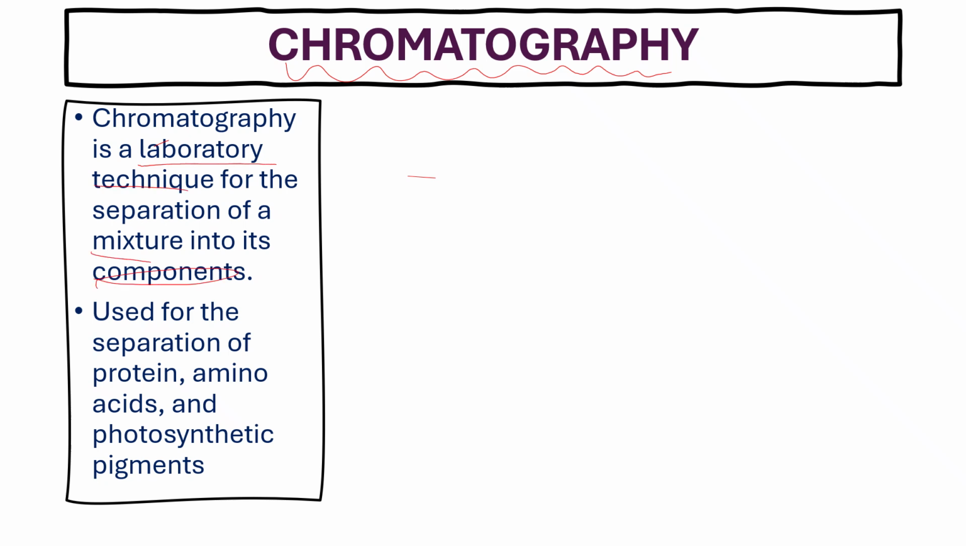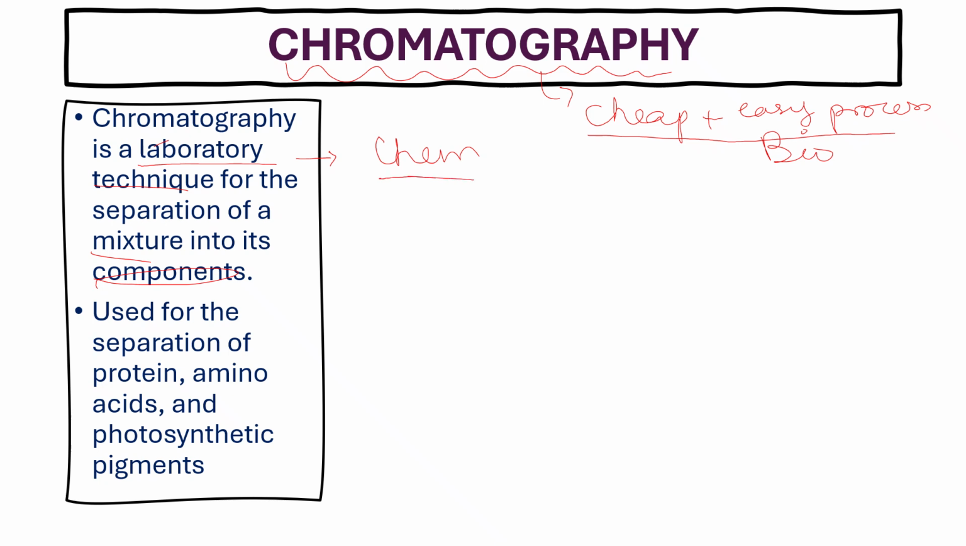So basically chromatography is used in labs. Specifically, it is used very frequently in the chemistry lab and the bio lab. The reason is that chromatography is very cheap. It is not expensive at all. Along with that, it can be easily done. Its process is very easy. Because of these characteristics, chromatography is used a lot in the chemistry lab and the bio lab.